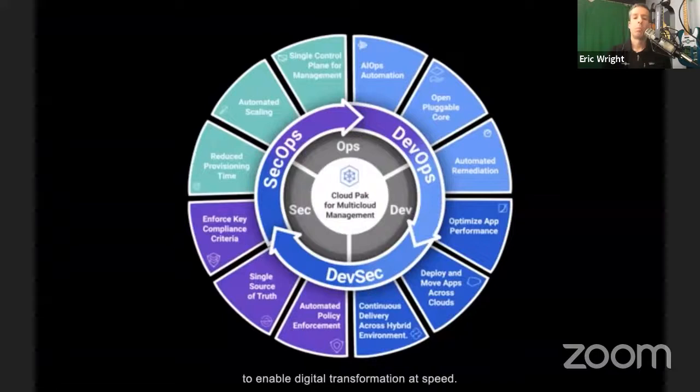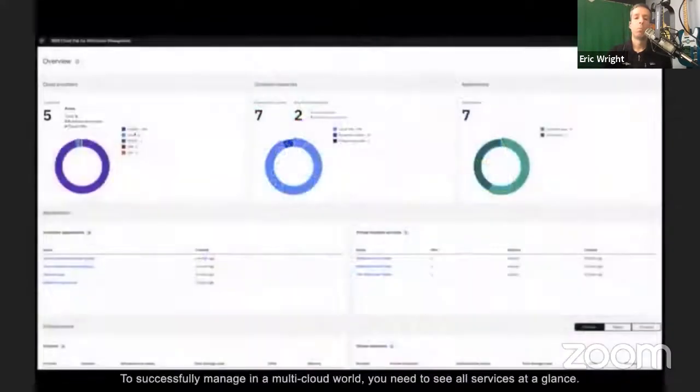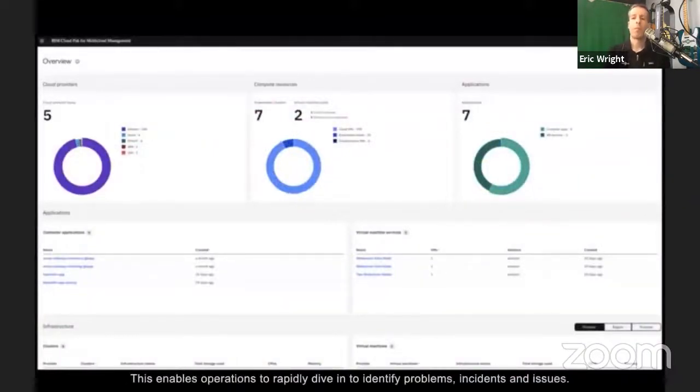To enable digital transformation at speed, IBM has accelerated customers' transformation by partnering with Turbonomic to introduce autonomic intelligence, analysis, and actioning to deliver full-stack application resource management, or ARM. To successfully manage in a multi-cloud world, you need to see all services at a glance. This enables operations to rapidly dive in to identify problems, incidents, and issues.